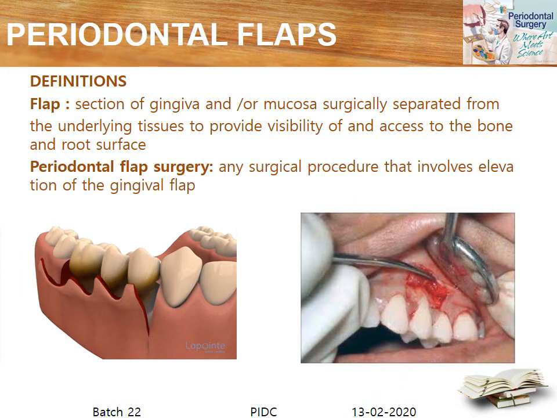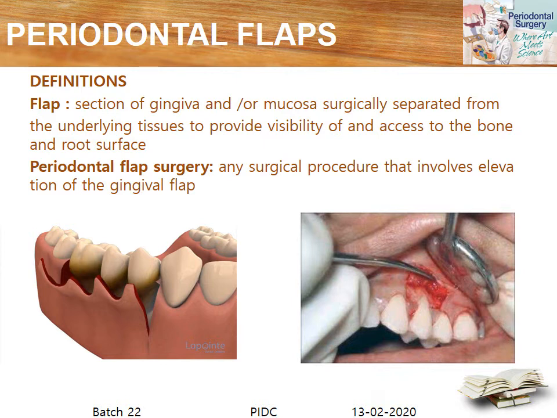Periodontal flaps. A section of the gingiva and/or mucosa is surgically separated from the underlying tissues to provide visibility of and access to the bone and the root surface. That is the flap, whereas periodontal surgery is any surgical procedure that involves elevation of a gingival flap.